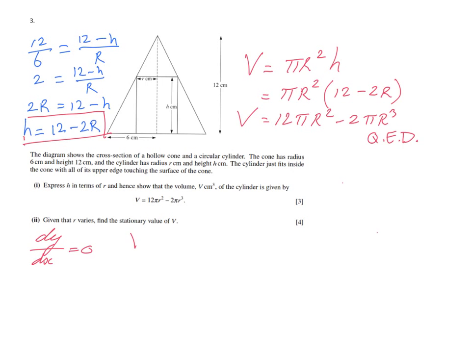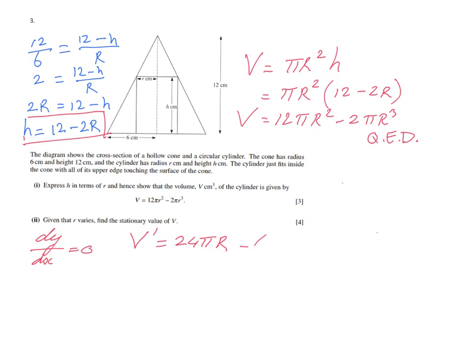Getting some more points in, let's find that gradient function. Let's find the derivative of V. So we look at the first term, 12 pi r squared. So it's 2 times 12 pi, so that is 24 pi. And then the index of r squared decreases by 1, so it becomes r to the power 1. Yeah, so just r. Second term, 3 times minus 2 pi.